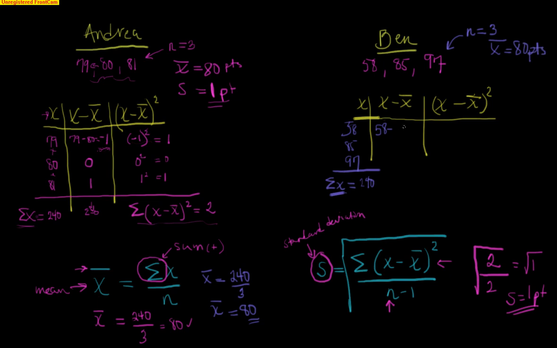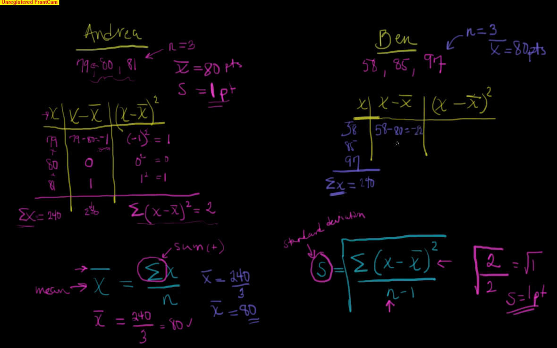Okay, let's fill out this next column. Each test score minus that mean. We're trying to find that spread, which we also did before on that dot plot. So 58 minus 80 gives us negative 22.